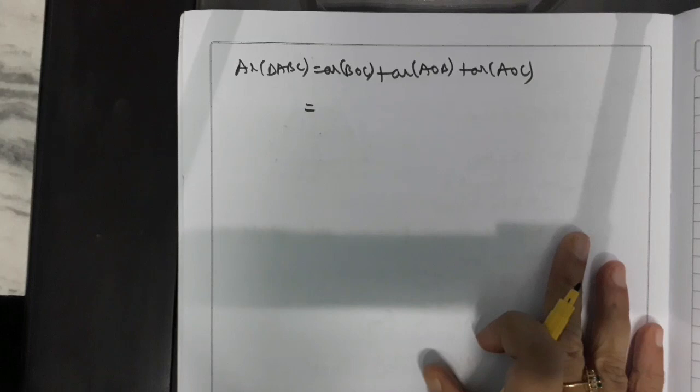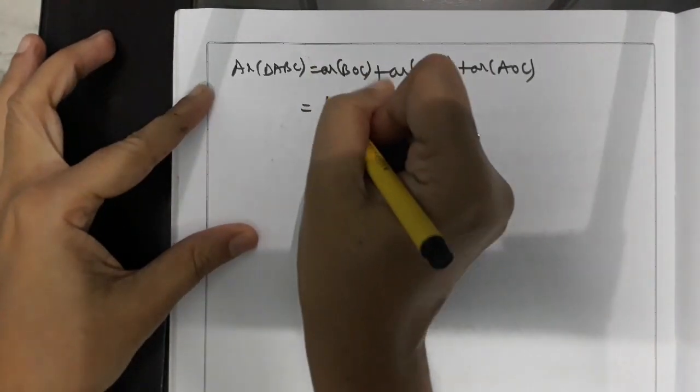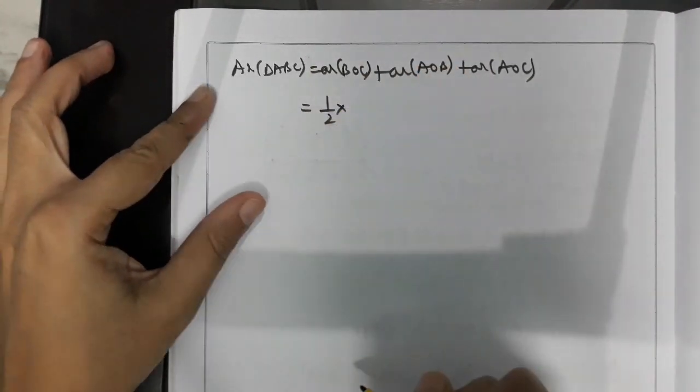Now area of a triangle we know is equal to half of base into height.